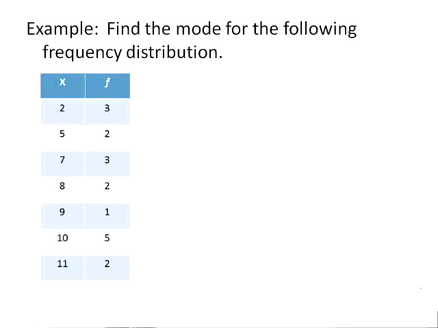Now let's find the mode for the frequency distribution. Now the mode is very easy to calculate from a frequency distribution because all you have to look for is the data point with the highest frequency. And in this case, the data point with the highest frequency is the data point 10. So 10 is the mode because it occurs most often. It occurs 5 times.